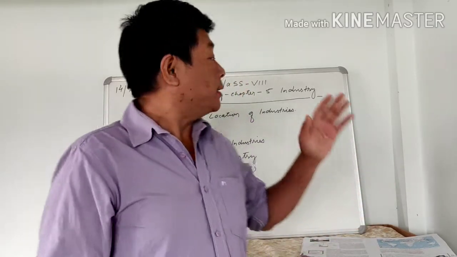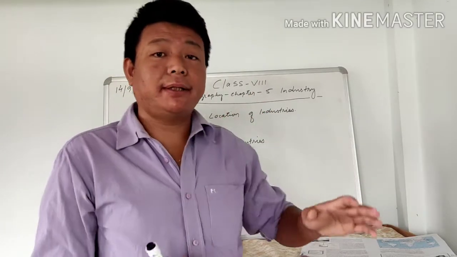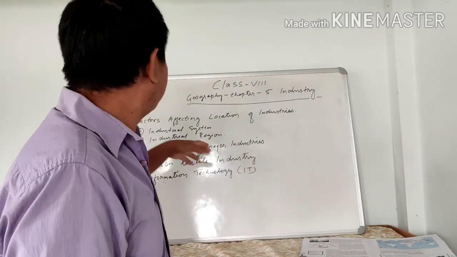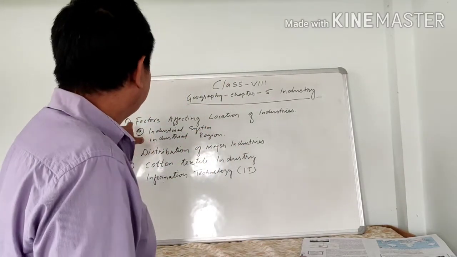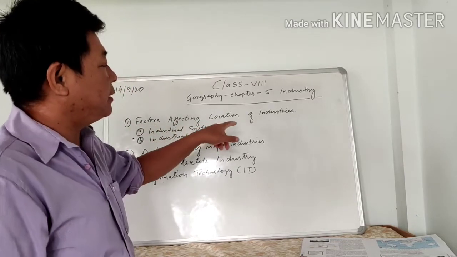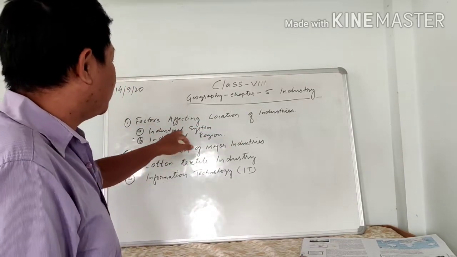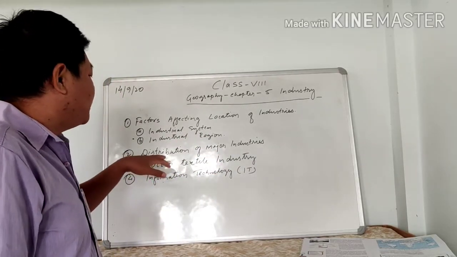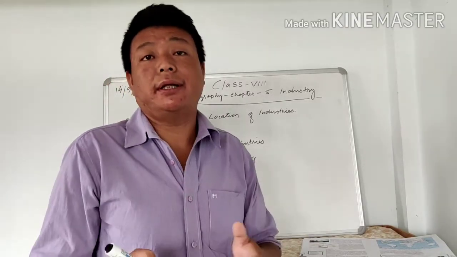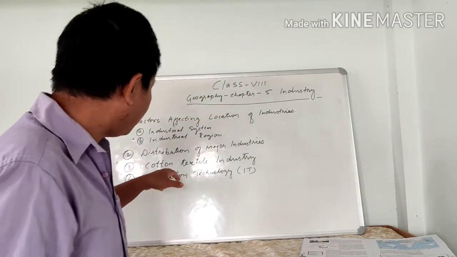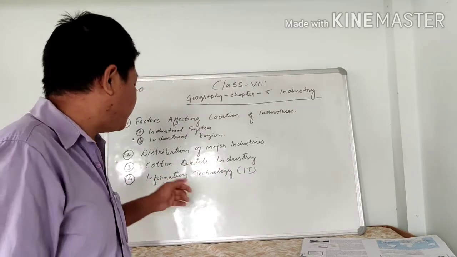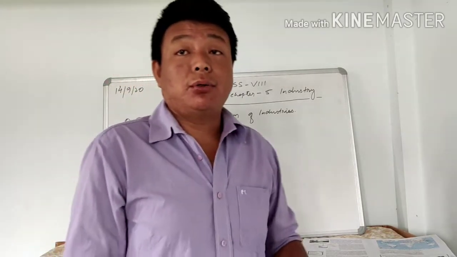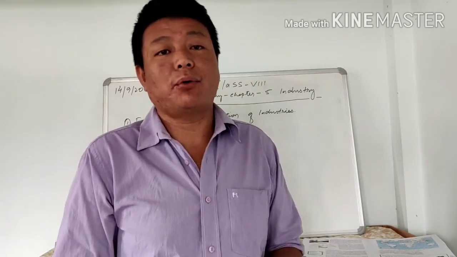In Chapter 5, the remaining topics we'll cover today. So we'll come to the point. Today I will start with the first point, the factors affecting the location of industry, where we'll study the industrial system and industrial region. The second topic will be the distribution of major industries in India as well as in the world. The third one is the cotton textile industry. And the fourth one is information technology, which is a booming industry, especially at this present moment. Now we'll go one by one.